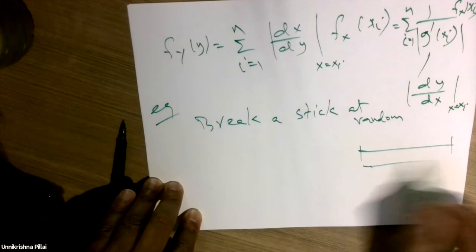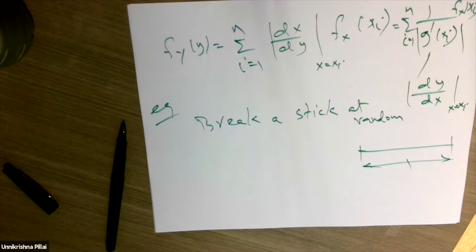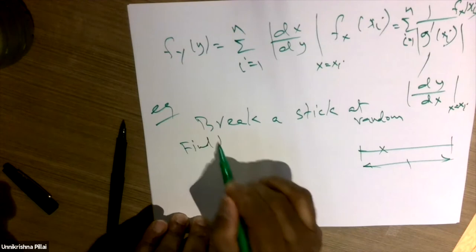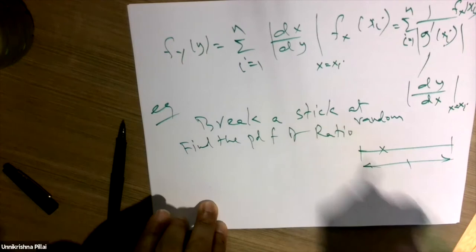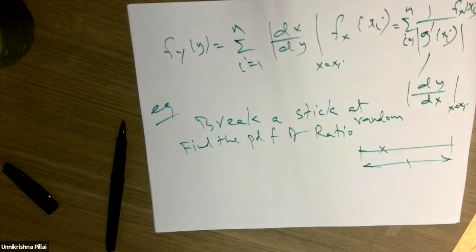So look at this problem. I'm doing an example. A stick is broken at random. So I break it somewhere here. This is the problem: find the PDF of their ratio. So how do you proceed? When you break a stick at random, how many pieces do you get? Two. So what does random mean? Breaking at random. This whole stick is of length one. So when you break this, you get two pieces.